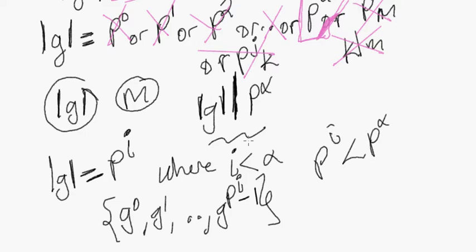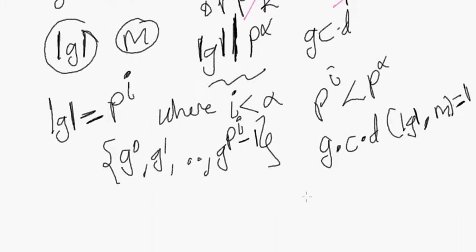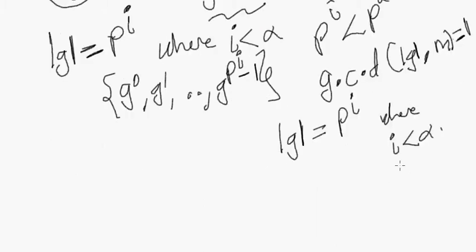Unless we show that, perhaps if we can show that we have an element which has no factors in common, that is, the GCD of the order of G and M equals 1, that is, the order of G and M have no factors in common, and we're also able to show that the order of G does not equal P to the I, where I is less than alpha, right? If we could do that, then wouldn't we also be done, right?